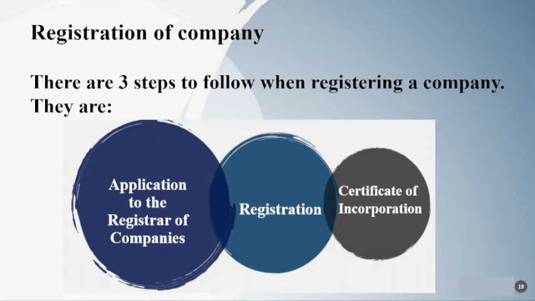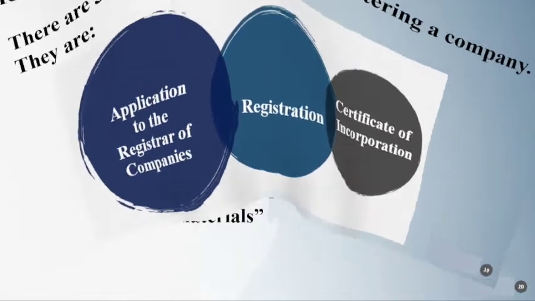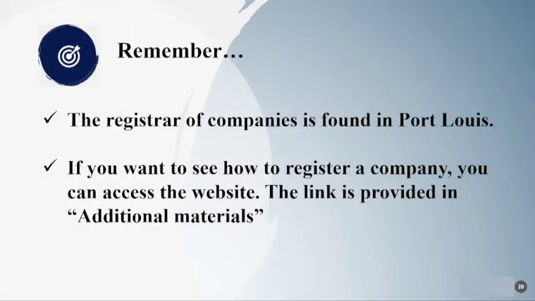Registration of a company. There are 3 steps to follow when registering a company. They are: application to the Registrar of Companies, registration, certificate of incorporation. Remember, the Registrar of Companies is found in Port Louis. If you want to see how to register a company, you can access the website. The link is provided in additional materials.